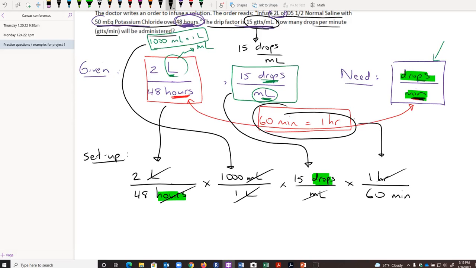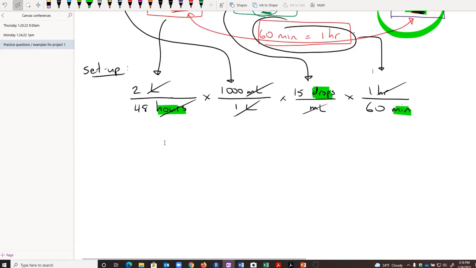Right? So now the only unit left in the denominator is minutes, and I have my drops in the numerator. Those are the units that I want. So just based on how I've set this up, the units tell me that I've set it up correctly. And all I'm left to do is to multiply out 2 times 1,000 times 15 divided by 60 times 48. All right, and that's going to give me whatever, 10 or so drops per minute.